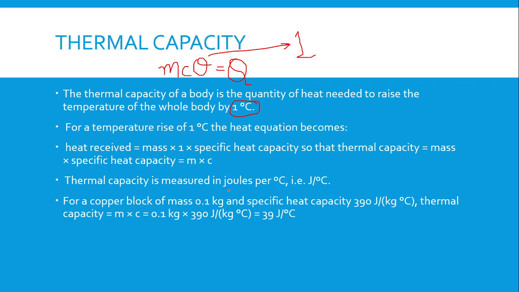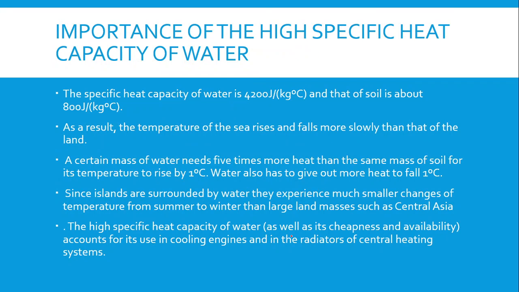Thermal capacity is measured in joules per degree, that is joules per degree Celsius or joules per Kelvin. For a copper block of mass 0.1 kg and specific heat 390, thermal capacity would be equal to 39 joules per degree Celsius. Now, different materials or different substances have different specific heat capacity.